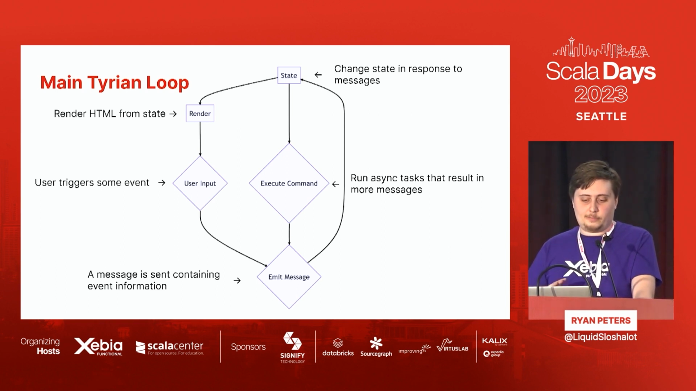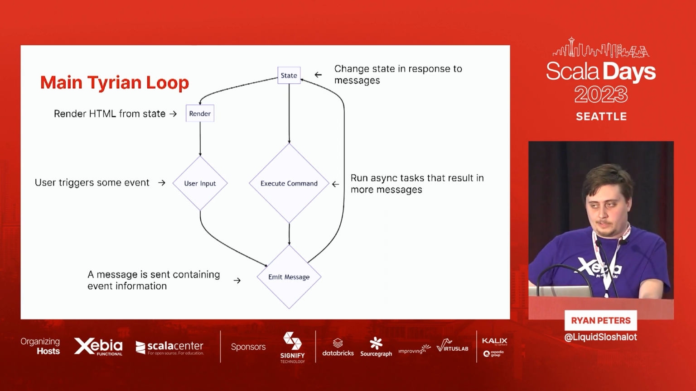The HTML for the web page is rendered straight from that state. It's a function from the state to HTML. And that HTML can emit messages. Those messages are usually triggered from some user input, and that message gets sent back up to the top of the loop, and then the state is modified with that message.